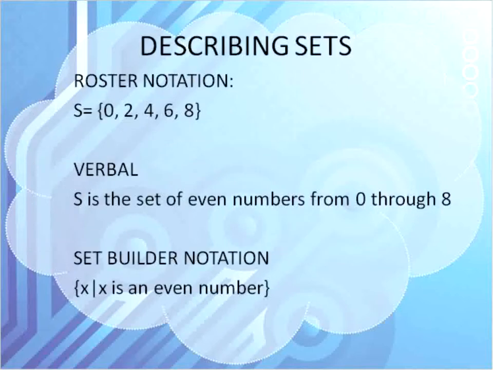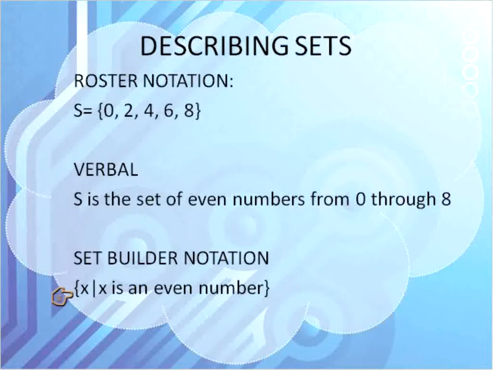All right, so let's talk about describing sets. There are 3 ways to describe sets that you're going to see here. One is roster notation. That's kind of what we've been looking at on the previous slides. S is equal to the set 0, 2, 4, 6, and 8. That's roster notation where you use the braces and you just list out the elements in your set. Verbal notation would be to write it out in words. S is the set of even numbers from 0 through 8.